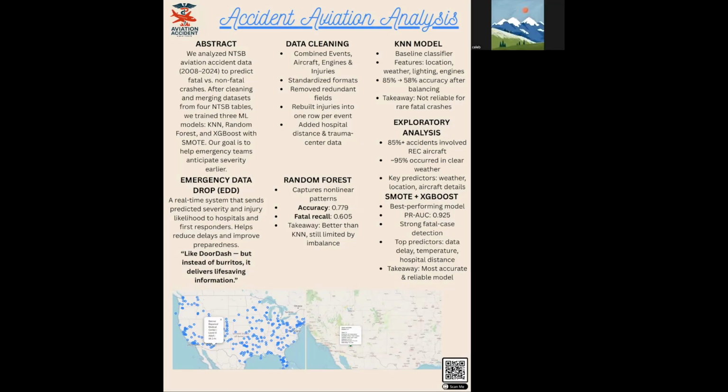For our second model, we transitioned from KNN to random forest after recognizing that class imbalance was severely limiting prediction accuracy for fatal crashes. Fatal events made up only about 17% of our data, so any model that defaults to the majority class ends up performing well on paper, but poorly when it actually matters.